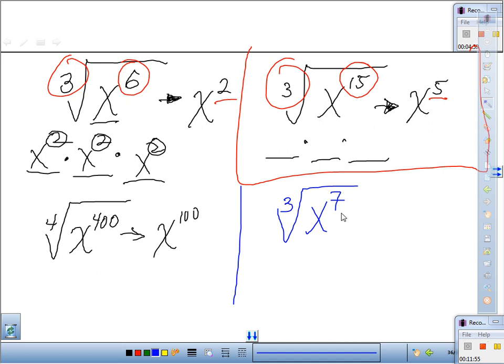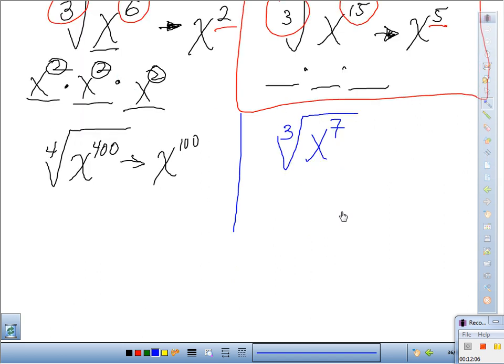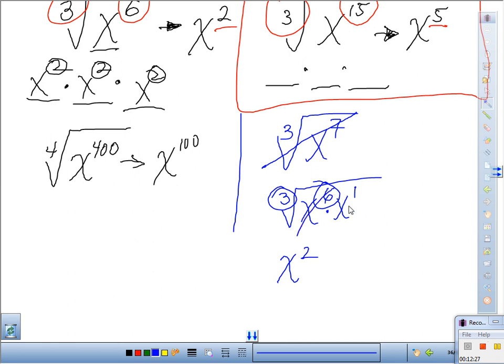So there's one way of simplifying by rewriting this. Check this out. What number is close to 7 that's a multiple of 3? 6. So I would write x to the 6 times x to the first, under the cube root. Therefore, 6 divided by 3 gives x squared. What's left? Cube root of x. Copy that.